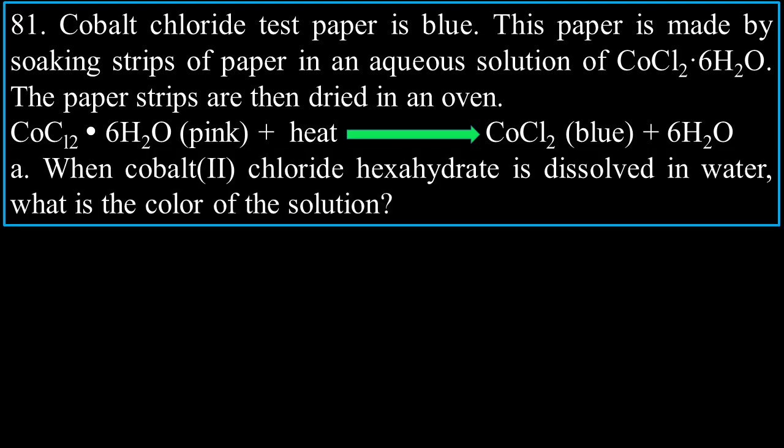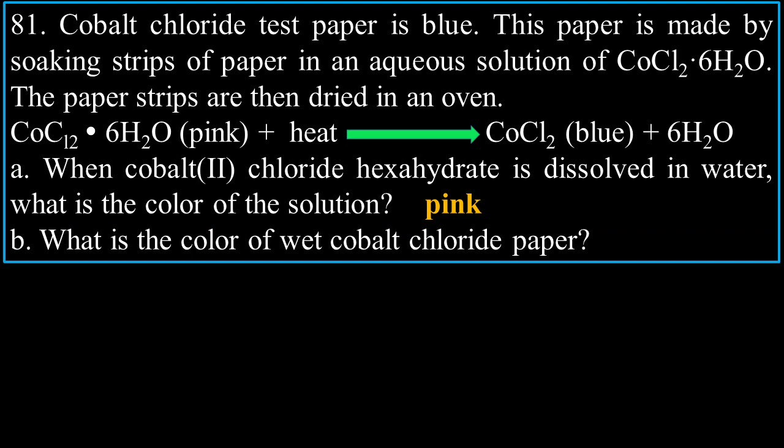When cobalt(II) chloride hexahydrate is dissolved in water, what is the color of the solution? So now you're going to be testing for water. And when it turns pink, it means that water is around somewhere. Obviously, it's all through it, but this type of paper can be used to search for water.